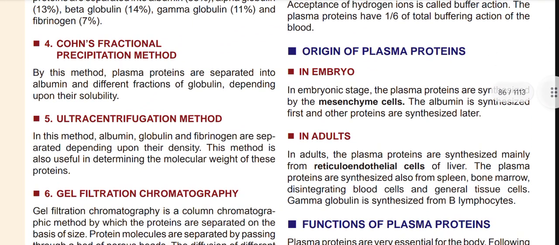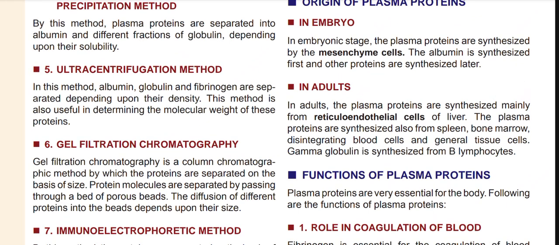Now we will discuss the origin of plasma protein. In the embryonic stage, the plasma proteins are synthesized by the mesenchyme cells, and albumin is synthesized first. Then the other proteins are synthesized later. In adults, these plasma proteins are synthesized in the liver, mainly in reticuloendothelial cells or RE cells. The plasma proteins may also be synthesized from spleen, bone marrow, disintegrating blood cells, and general tissue cells. And gamma globulin is synthesized by B lymphocytes.